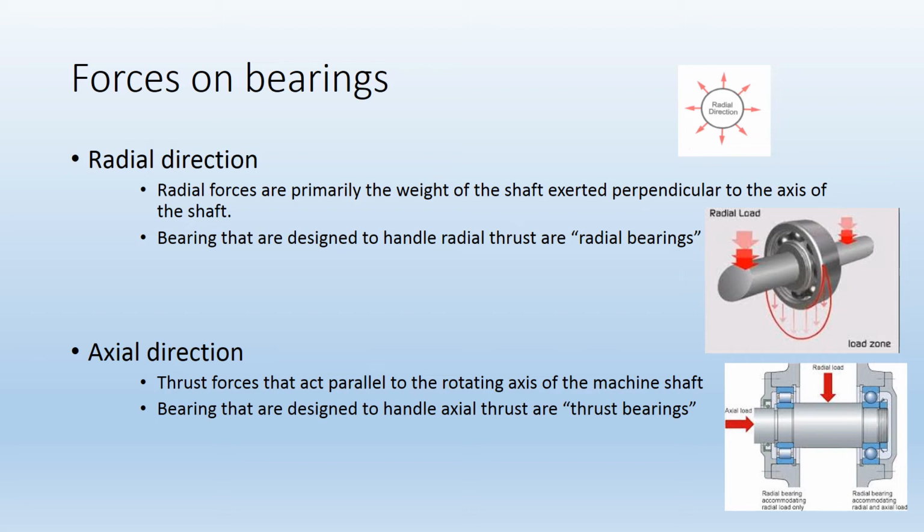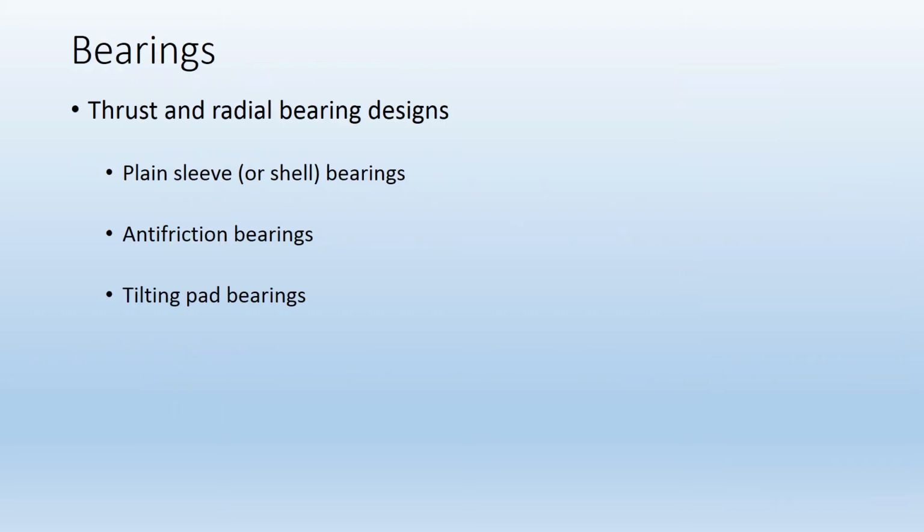So that type of axial force is referred to as an axial thrust, and the bearings that help to handle the axial forces or the axial thrust are called thrust bearings. So the radial thrust is perpendicular to the shaft, and axial thrust is parallel to the shaft.